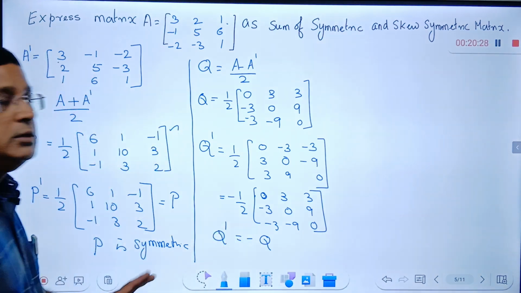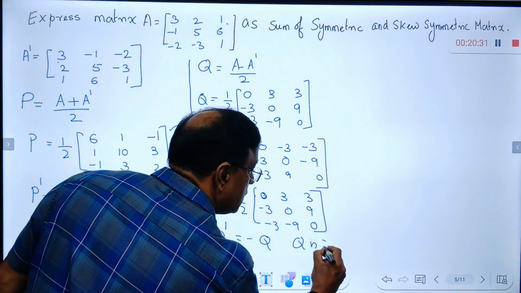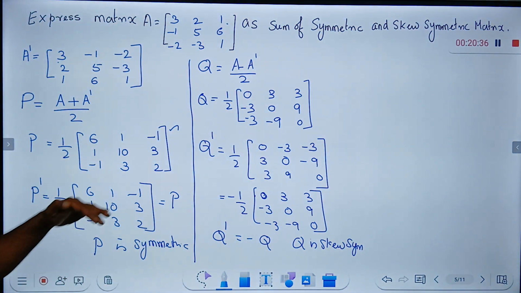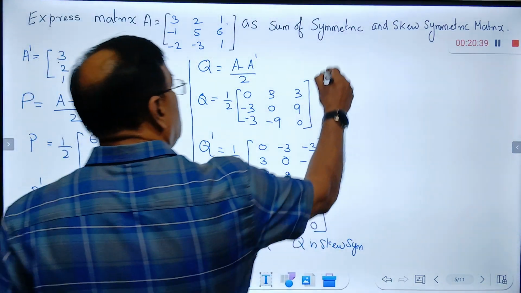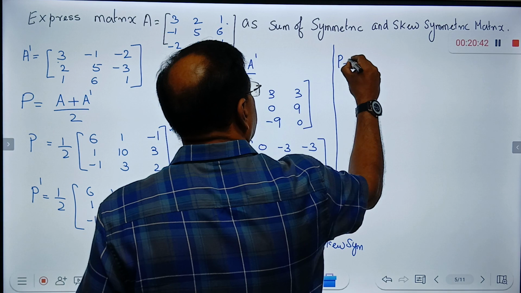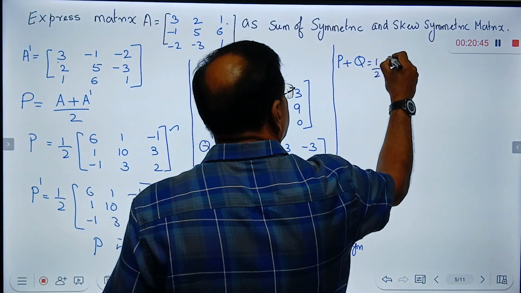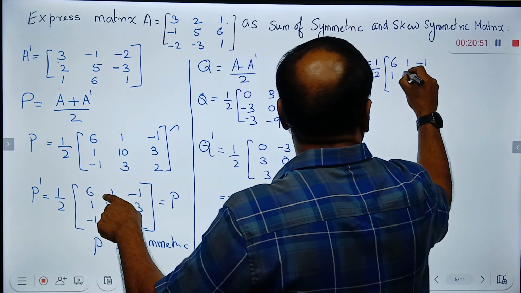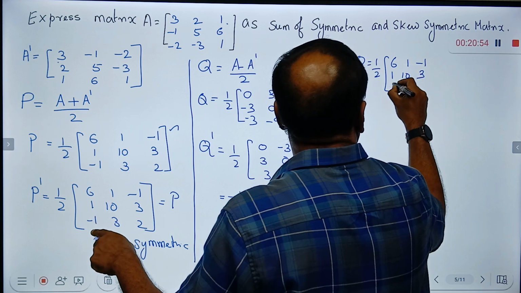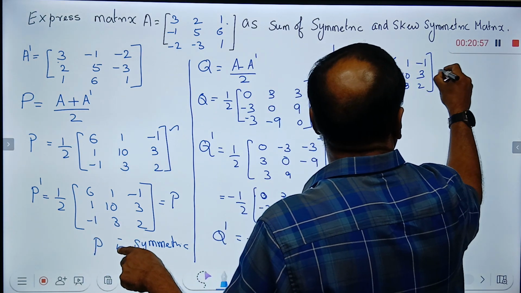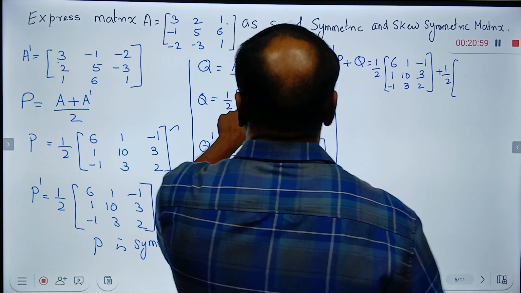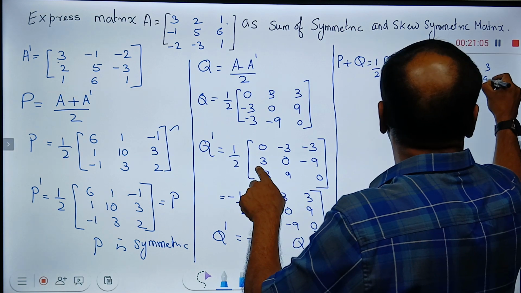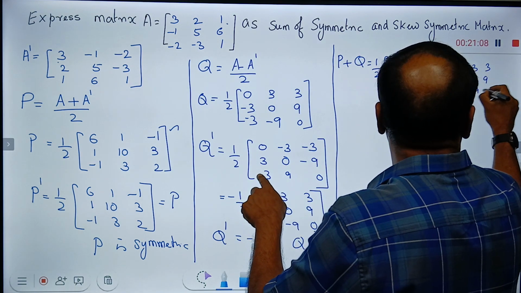So what have we proved? That Q is skew symmetric. So you have proved P is symmetric, you have proved Q is skew symmetric. Now the last step: you add P and Q, which is half of, what is P? P is 6, 1, minus 1, 1, 10, 3, minus 1, 3, 2. And what is Q? Half of, what is Q? 0, 3, 3, minus 3, 0, 9, minus 3, minus 9, 0.